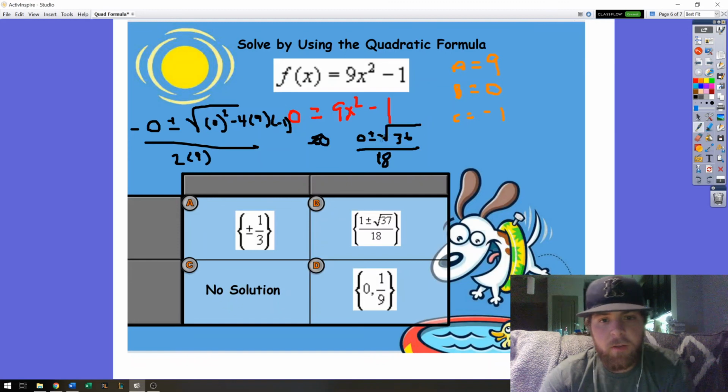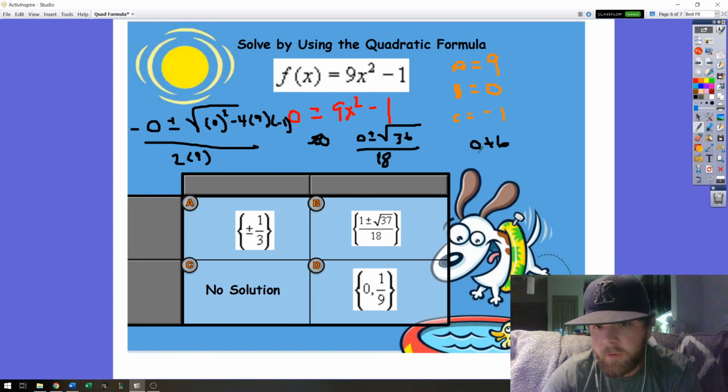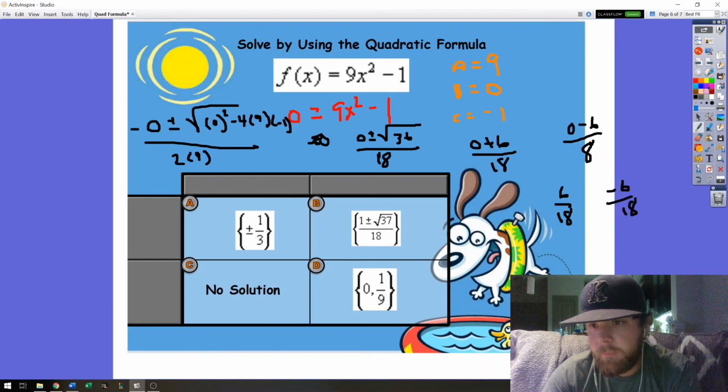Okay, then we're going to take 0 plus or minus the square root of 36. Since the square root of 36 is 6, 0 plus 6 divided by 18, and 0 minus 6 divided by 18, gives me positive 6 over 18 and negative 6 over 18. We can simplify both of these to be 1/3 and negative 1/3. So in this case, our answer would be plus or minus 1/3.